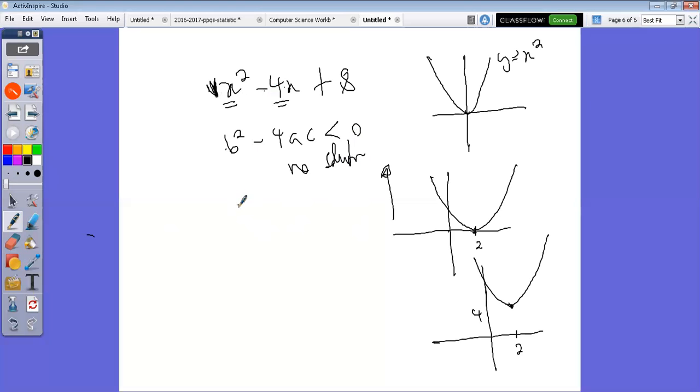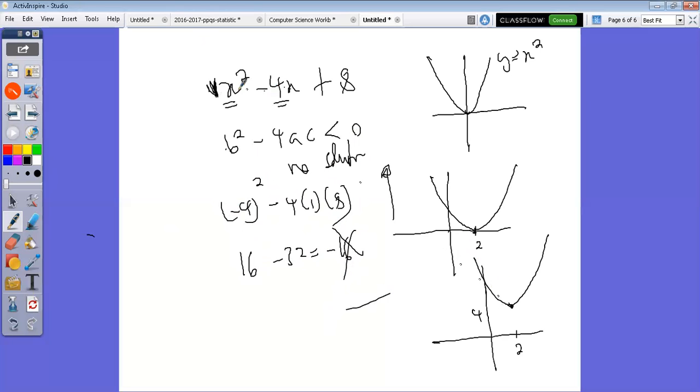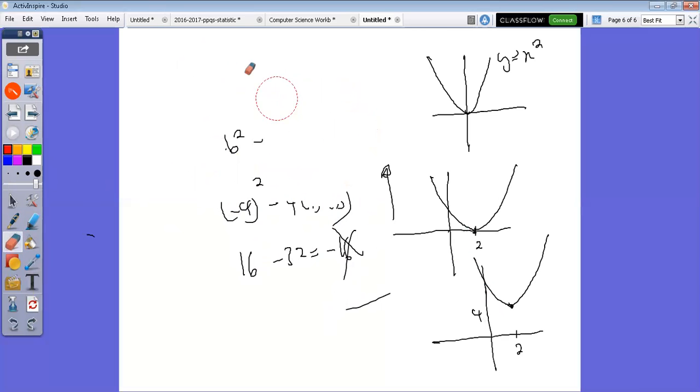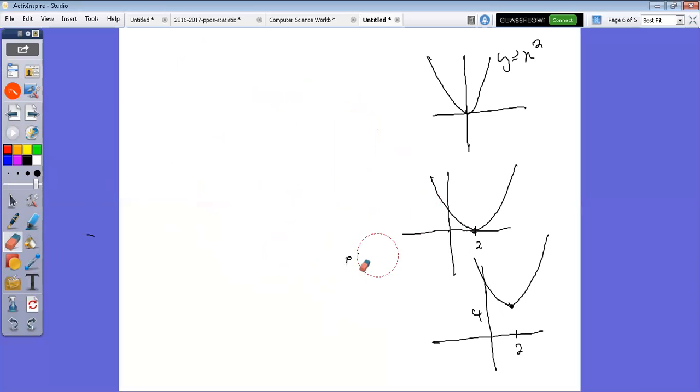b squared is negative 4 squared. Minus 4 multiplied by a is 1, c is 8. So there I get 16 minus 32, which gives me a negative 16. No solutions. If you're trying to solve it, it will give you a negative. You can't find the root of a negative number. Clear? Now, let's go back to what you have just said, which is very important.